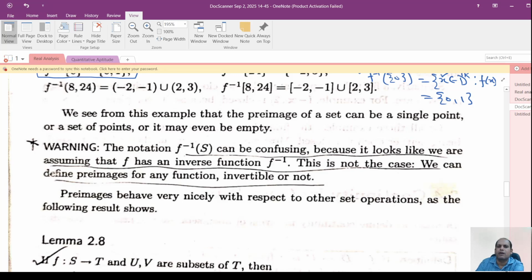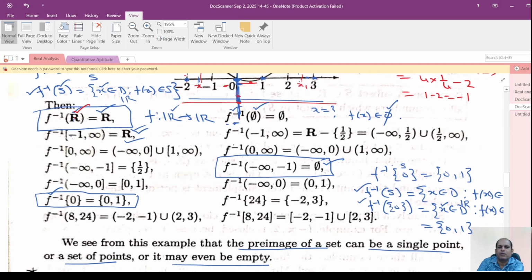We see from this example that the pre-image of a set can be a single point or a set of points, or it may be the empty set. For example, in this we have shown it may be the empty set, it may be a singleton, or it may contain some finite set, or it may be an interval. Look here, here we have the interval.